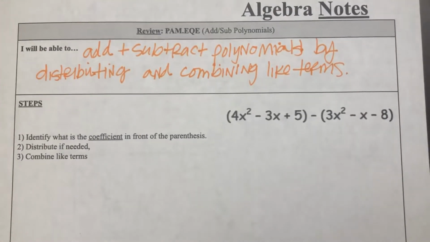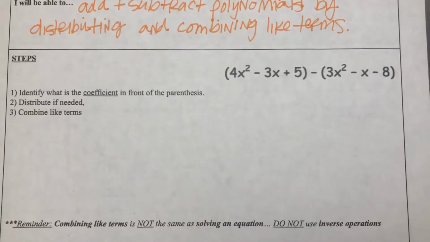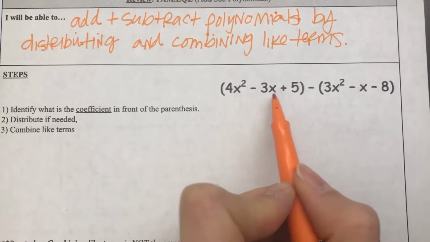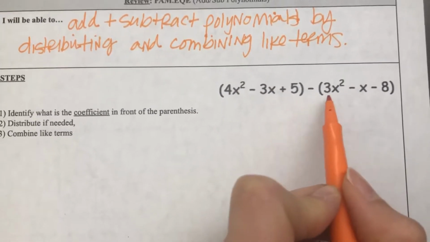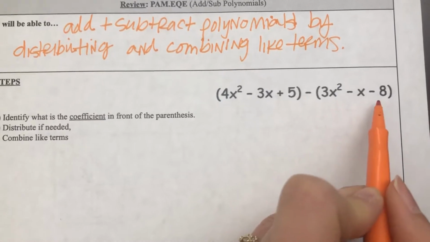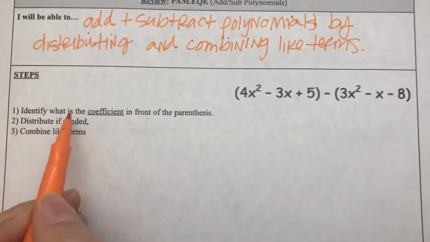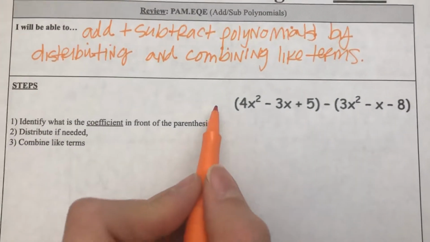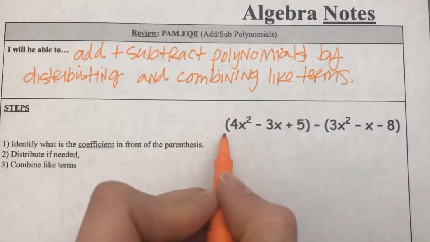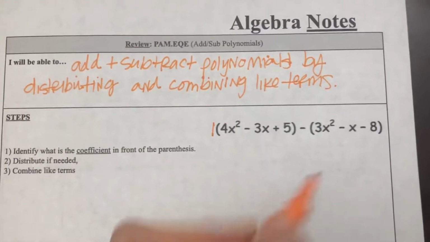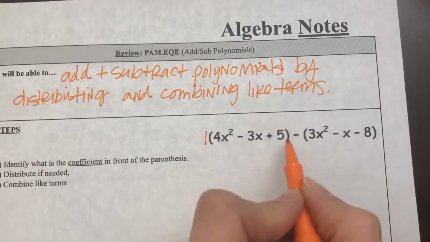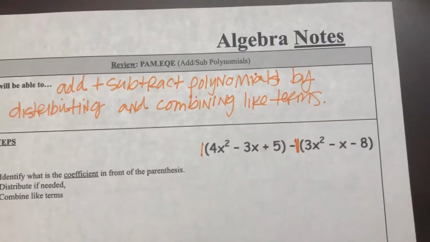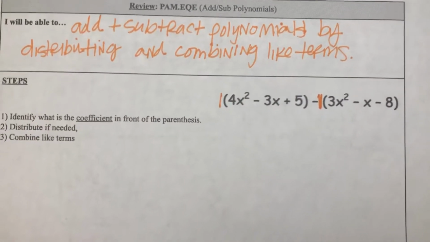If we take a look at our steps, we've got the following polynomial. So I've got the quantity of 4x squared minus 3x plus 5 minus the quantity of 3x squared minus x minus 8. First step, identify what is the coefficient in front of the parentheses. So if I look in front of this set of parentheses, which is by itself, there's an invisible 1. And then if I look in the second set, I know that my invisible number is not just a 1, but a negative 1 because it's being subtracted. So go ahead and put those down.